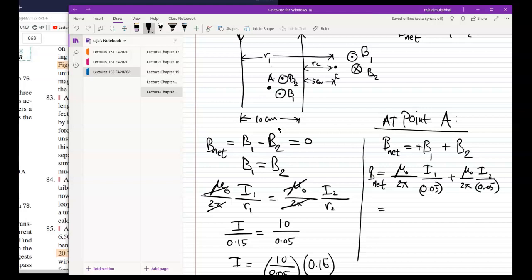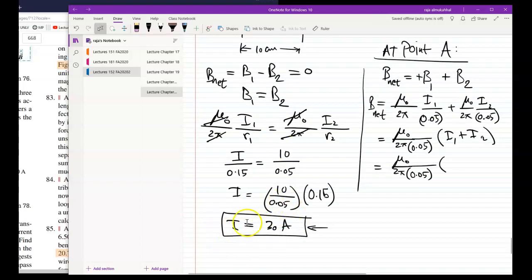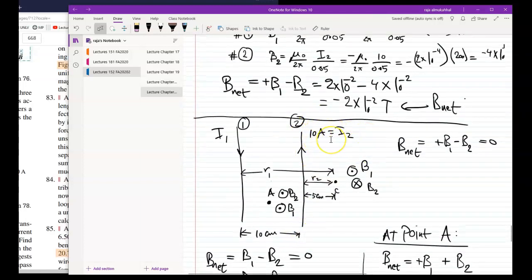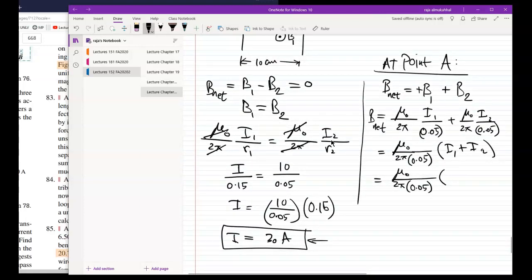Now, make things simple. Take everything as a common factor, except the I1 and I2. So I have 2 pi times 0.05, and then I1 plus I2. And that gives me mu naught over 2 pi times 0.05, and that will be what? I found I1 to be, in the previous problem, 30 amp, right there, right? And I2 is given to me. I2 is 10, so I just need to put them in there. So it's going to be 30 plus 10, and that's it, basically.